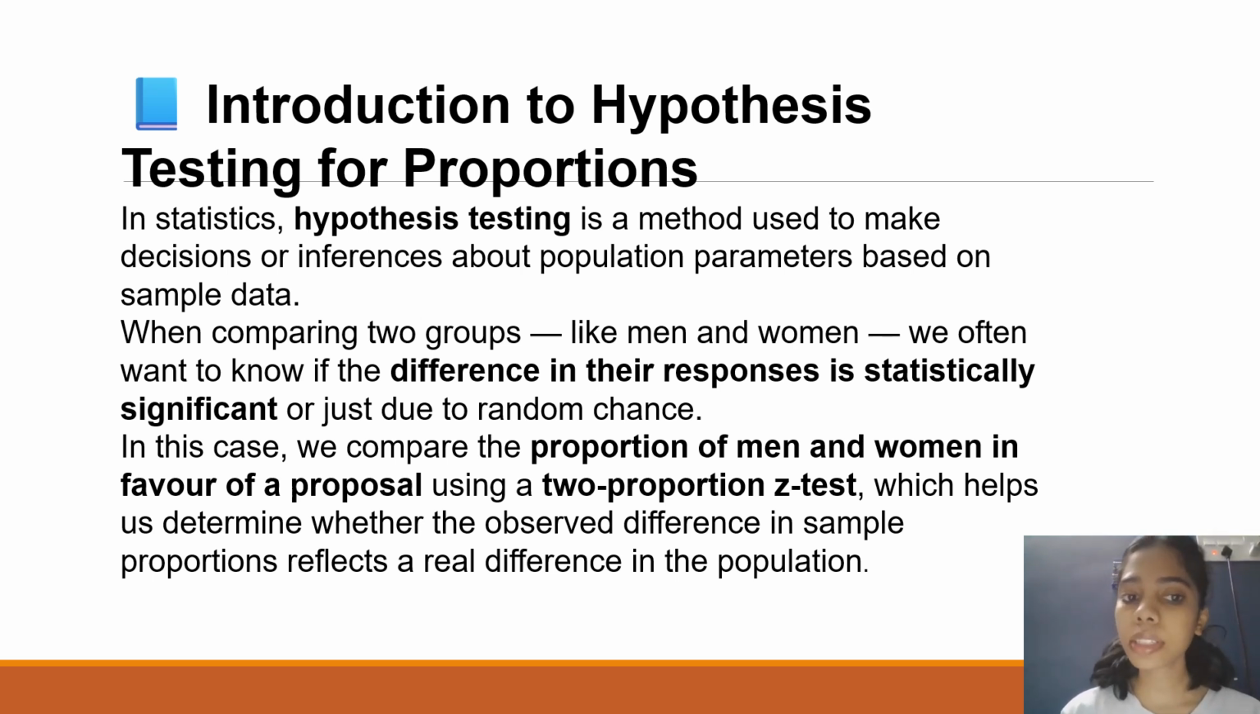In statistics, hypothesis testing is a method used to make decisions or inferences about the population parameters based on sample data. When comparing two groups like men and women, we often want to know if the difference in their responses is statistically significant or just due to random chance. In this case, we compare the proportion of men and women in favor of the proposal using a two proportion test, which helps us to determine whether the observed difference in sample proportions reflects a real difference in the population.